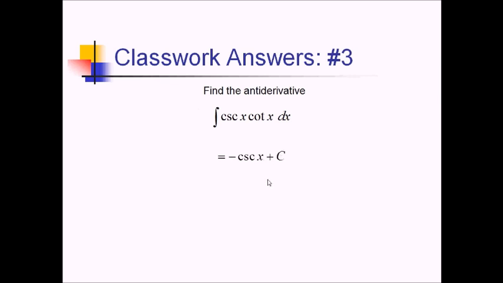For this problem, we want the antiderivative of cosine of x dx. This is the thing that I have to differentiate to get cosine. That's going to be sine of x plus c.